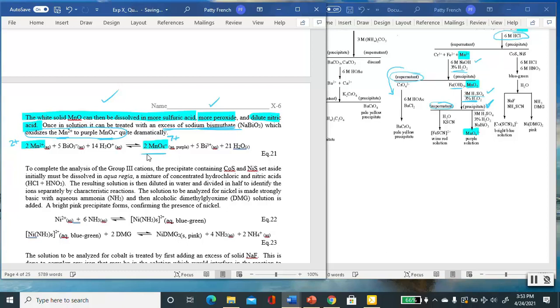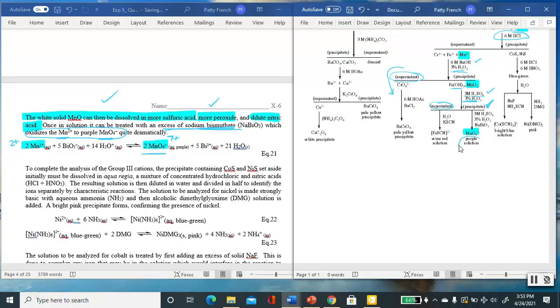Now this permanganate you actually used with Green George last semester. You know it's a dark, rich purple. And that's what you're going to see, and that's going to identify the presence of manganese in your sample.